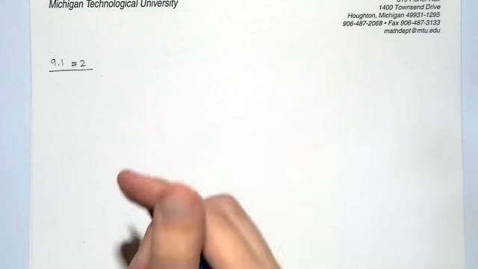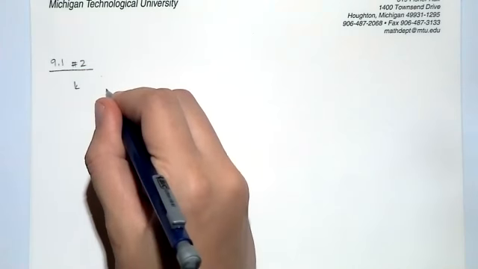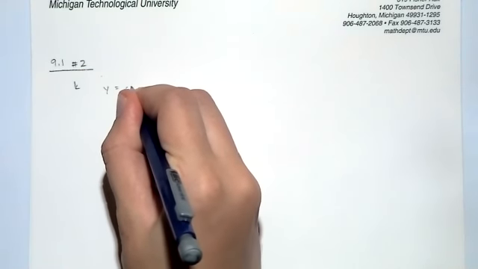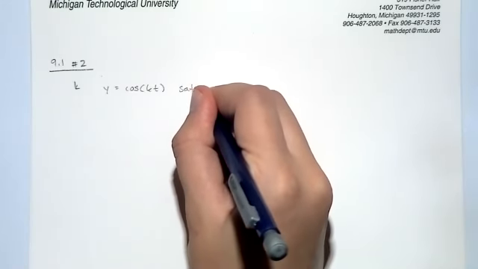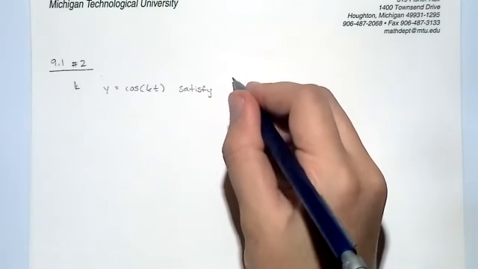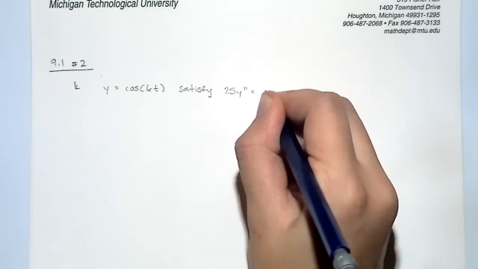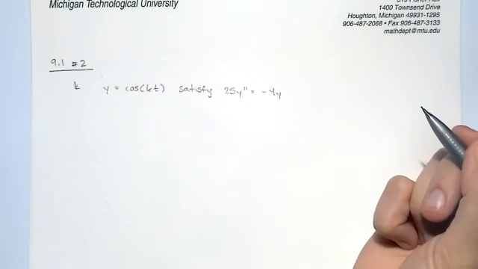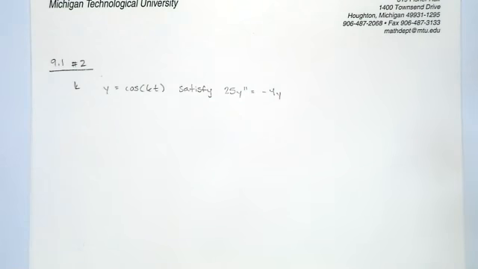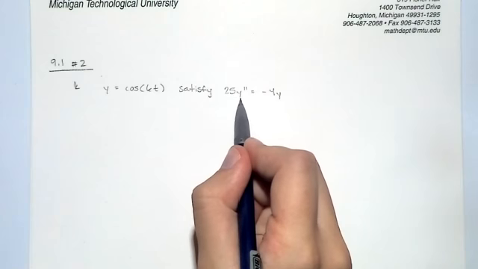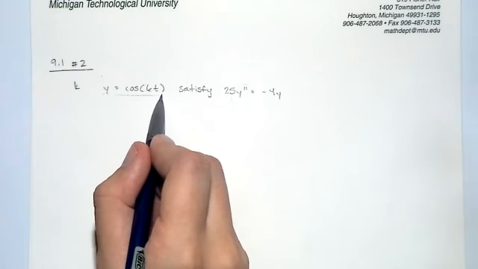So this question asks, for what values of k does the function y is equal to cosine of kt satisfy the equation 25y double prime is equal to minus 4y? We want to enter them in a comma separated list. Cool. So what we first want to do is find what y double prime is, in terms of the equation that is given.